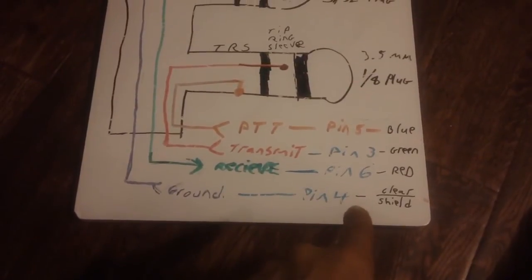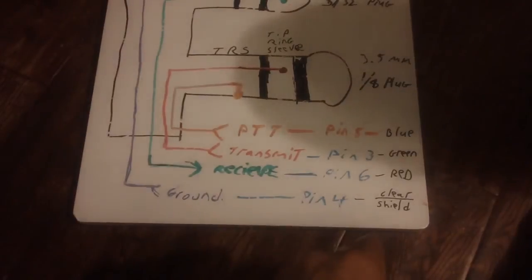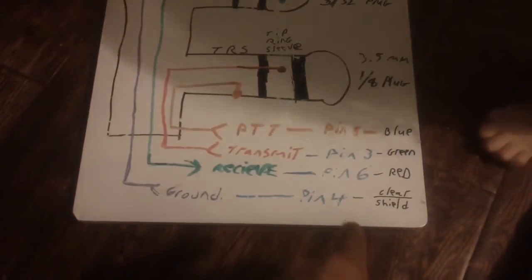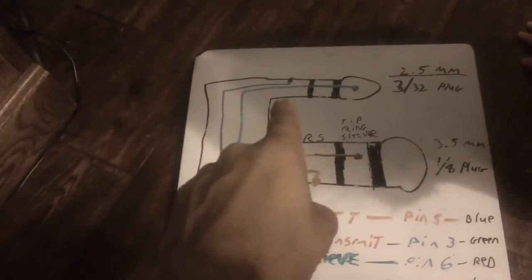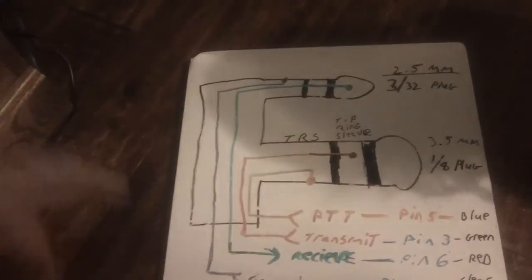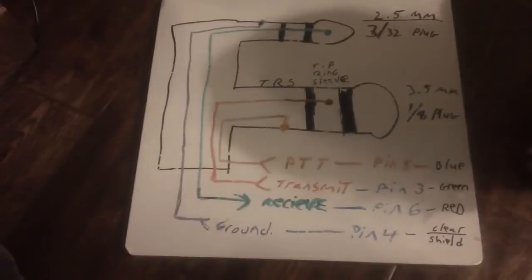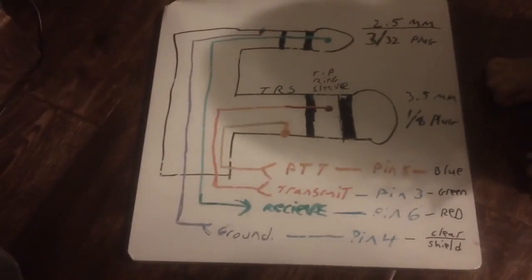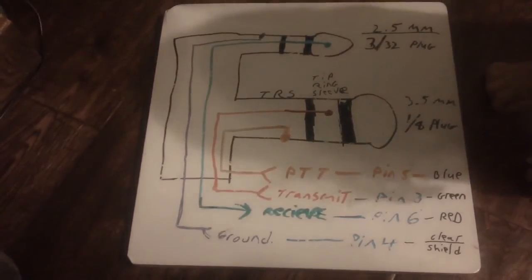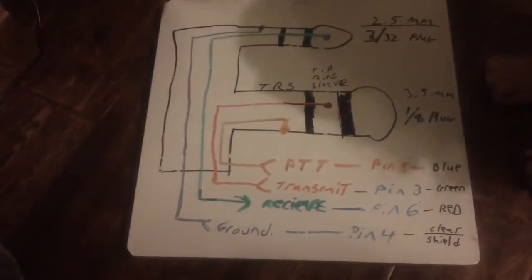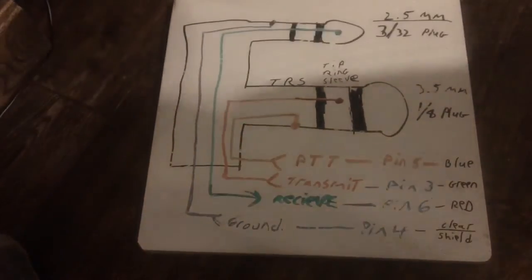And it's the clear, or the shielding of the cable, which is bare wire and it's silver, and that's going to go over to the sleeve of the 2.5 millimeter cable. So that's what you need to interconnect those Chinese Wouxuns and Yaesus, Oceans or whatever, to the Simplex repeater.